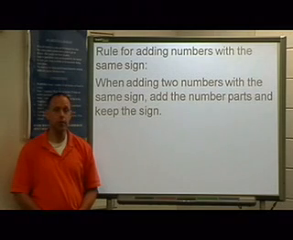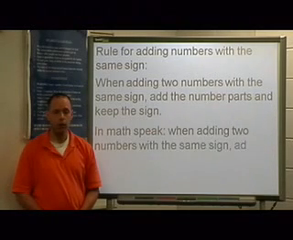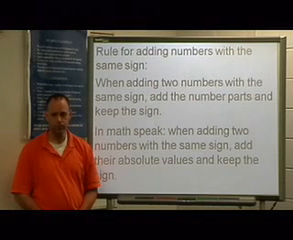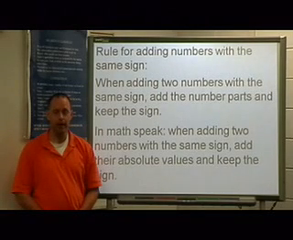If you were to look this up in your math textbook, it may say something like this. When adding 2 numbers with the same sign, add their absolute values and keep the sign. That finishes part 1 of today's video on adding integers.